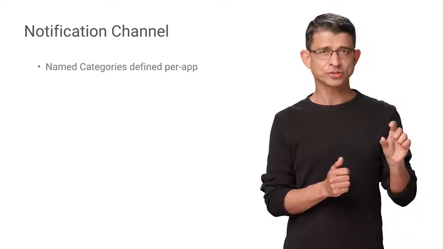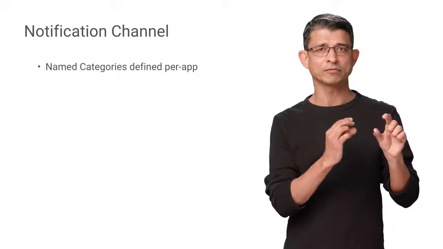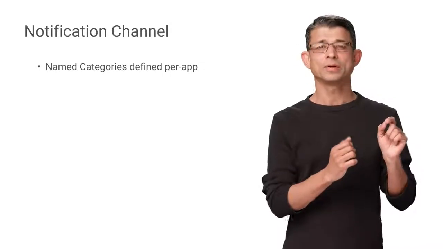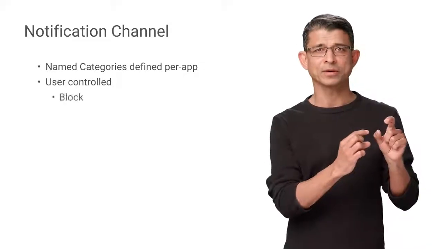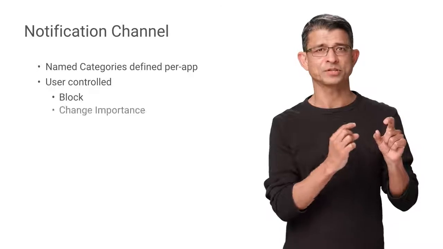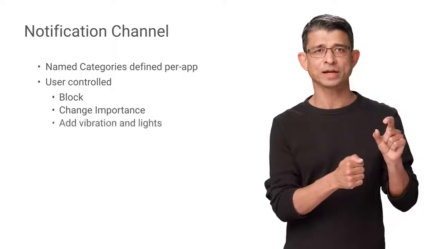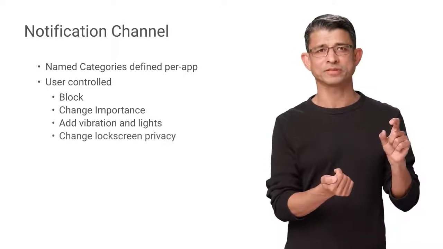Android O adds notification channels to give users more fine-grained control of notifications, and app developers more flexibility to send different types of notifications with less risk of being completely blocked. A notification channel is a named category of notifications from a single app. Users can block a single category or alter its behavior, such as changing the importance, adding vibration and lights, and altering the lock screen privacy.